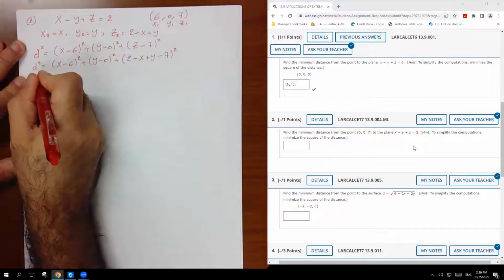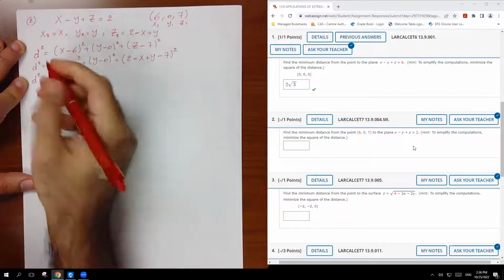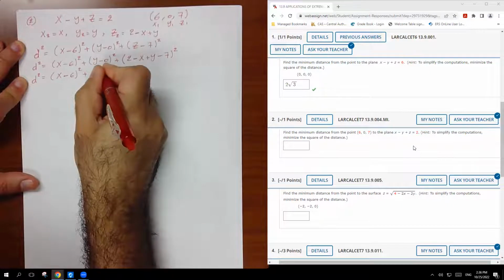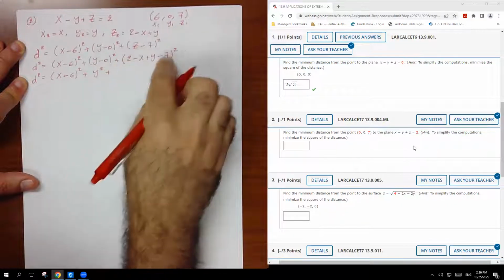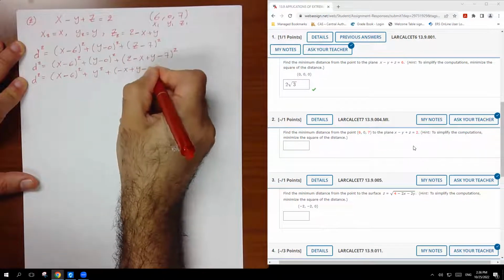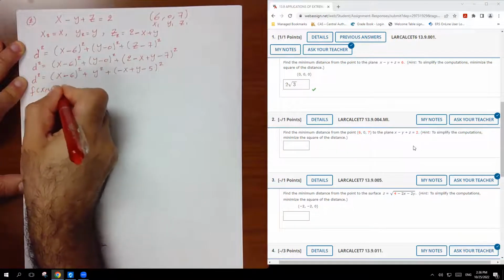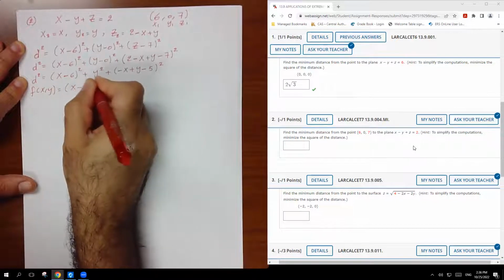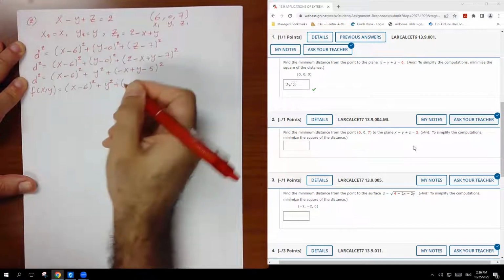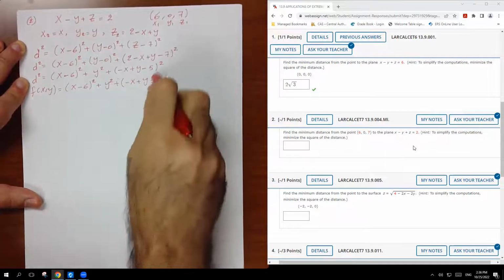Then d squared, which is our function, I'm just going to write down the function: (x minus 6) squared plus y squared plus, combining 2 with negative 7, negative x plus y minus 5, squared. That means our function f of x, y is going to be (x minus 6) squared plus y squared plus (negative x plus y minus 5) squared.